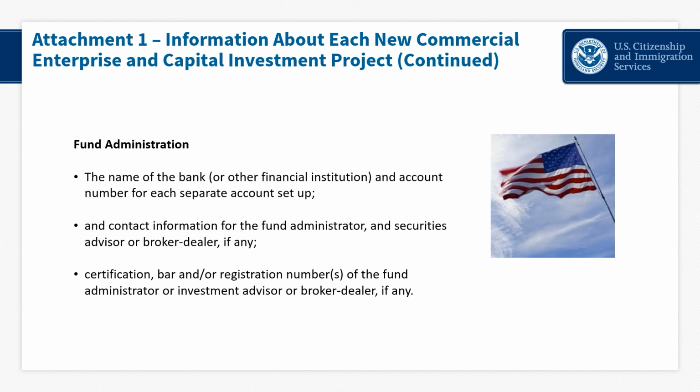Finally, regional centers should indicate if a registered investment advisor or broker-dealer controls the NCE and/or affiliated JCE. If so, the regional center should provide the identifying information for the registered investment advisor or broker-dealer, as well as any certification or registration numbers.